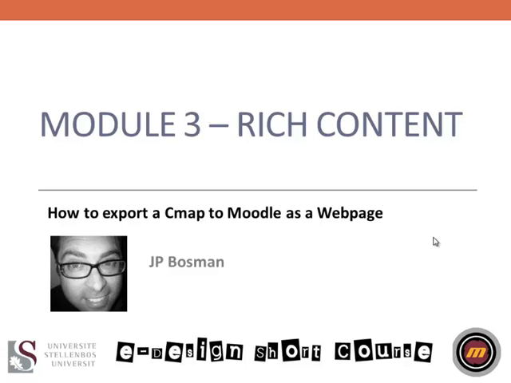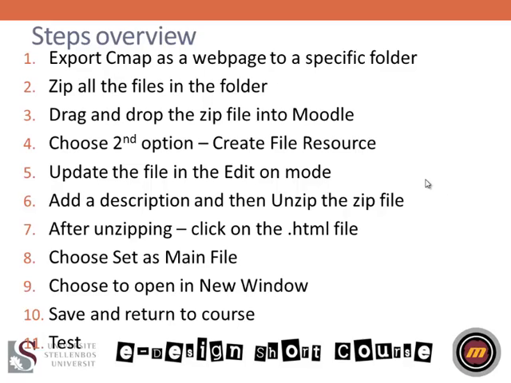So just to run you through the steps, there are about 10 or 11 steps. It's quite detailed, but we will show each of them. Basically, we first export the CMap as a web page from CMap Tools to a specific folder. Think organization is very important. Once we have the files in the folder, we're going to zip them as a zip file. Then we're going to, with our drag and drop, drag and drop the zip file into Moodle while the editing mode is on.